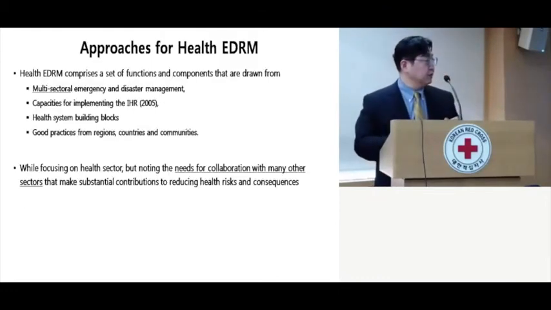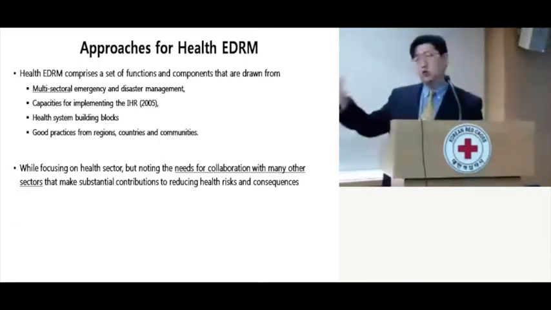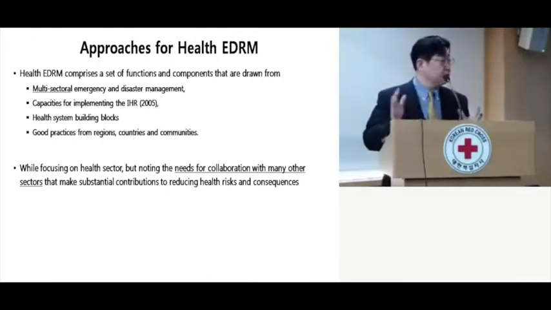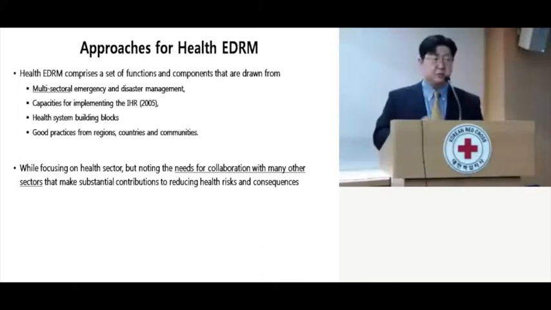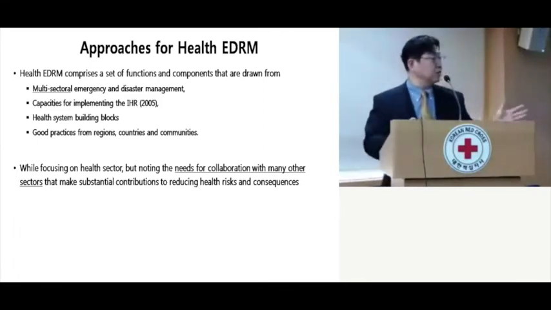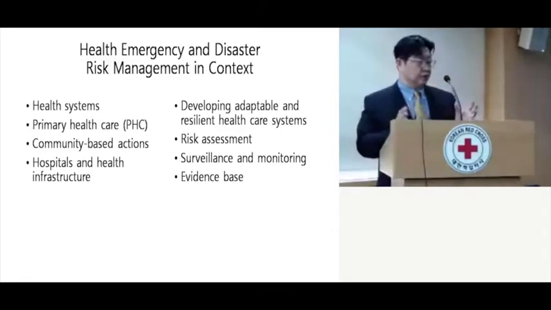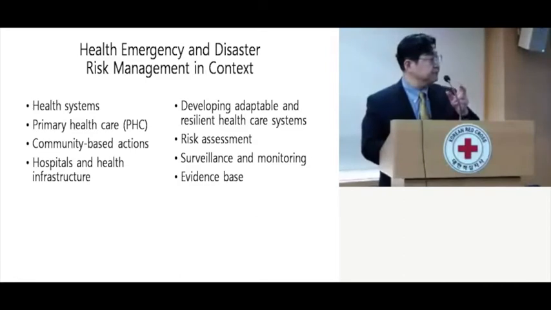What's also important here is that we have to take multi-sectoral approaches for health EDRM. We also have to make full use of the capacities for implementing the existing IHR, and at the same time take an approach of health system building blocks. Also, what's highlighted in health EDRM is that we have to make an impact on education and poverty problem solving, which means building partnerships with the sectors working on poverty reduction and so forth. Health systems, primary health care, and community-based actions are all highlighted, as are developing adaptable and resilient healthcare systems, risk assessment, and evidence-based approaches.